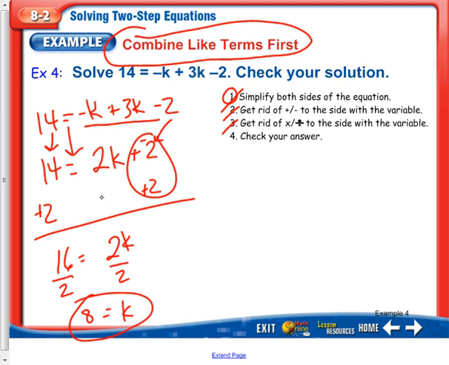Alright, so let's plug that in. If I have -8 plus 3k, well, 3 times 8 is 24. So 24 minus 8, or I can take my -8 and my -2 together and make a -10. And I had 24. If I have 24 and I owe 10, that means I have 14. So that works. We checked our answer and it worked out.